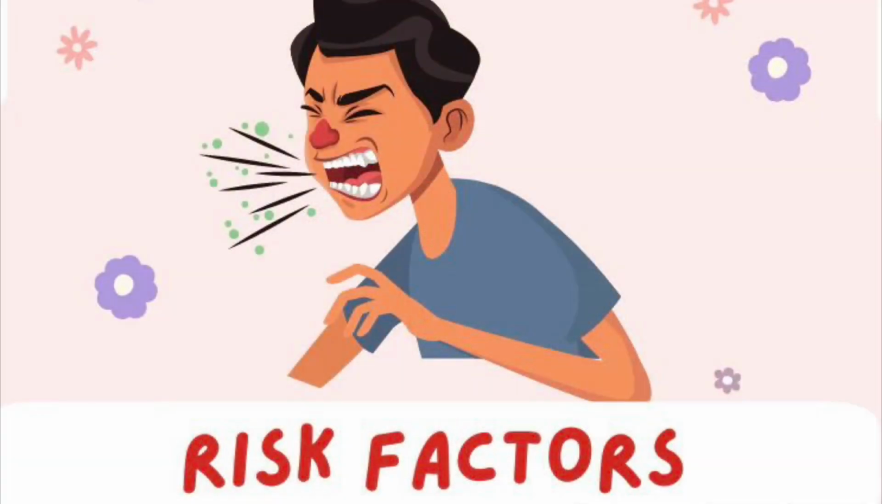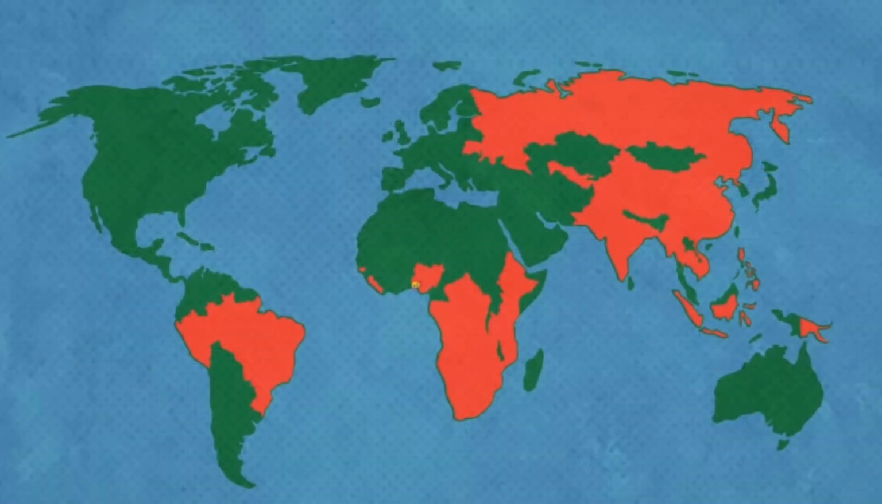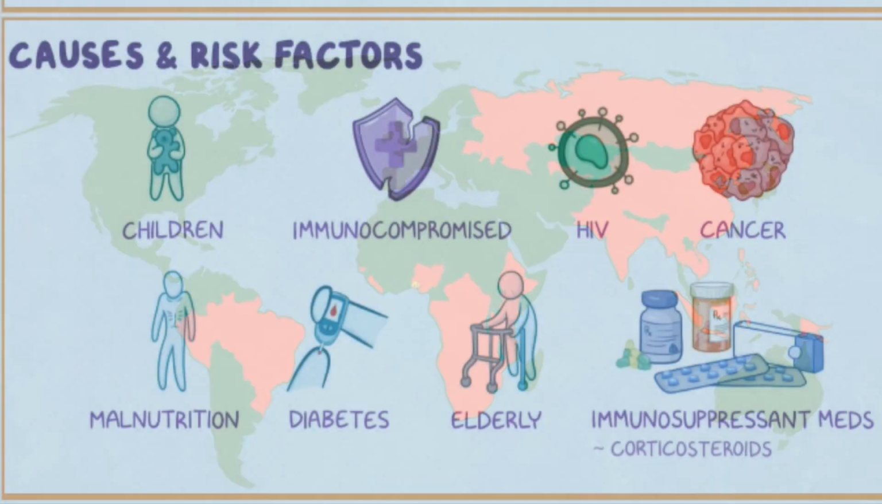Now let's look at the risk factors that increase the chances of TB exposure and infection. Certain groups are at higher risk for TB infection. Crowded living environments like prisons, homeless shelters, and college dorms create conditions for easier spread. Foreign travel to areas with high TB prevalence, such as parts of Asia, Africa, and South America, increases exposure risk.